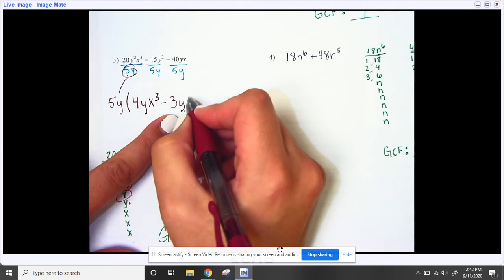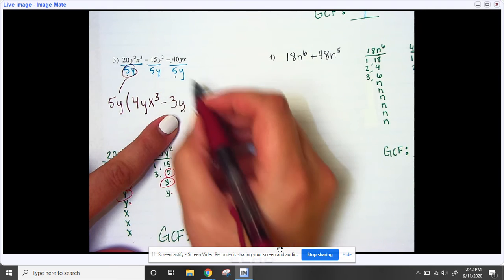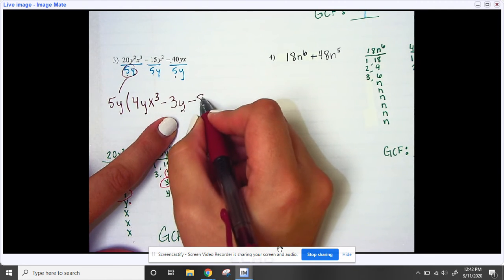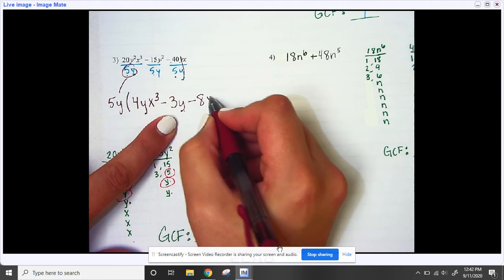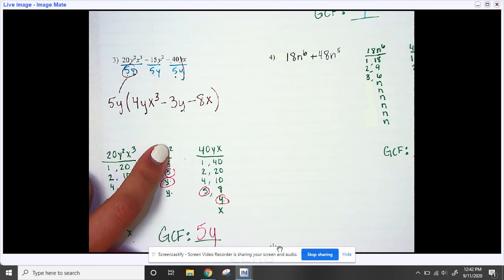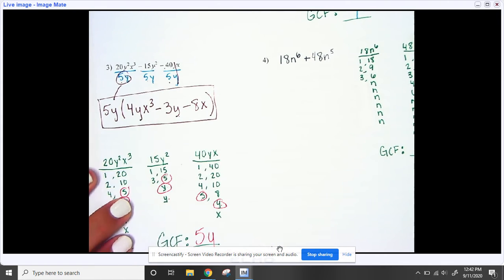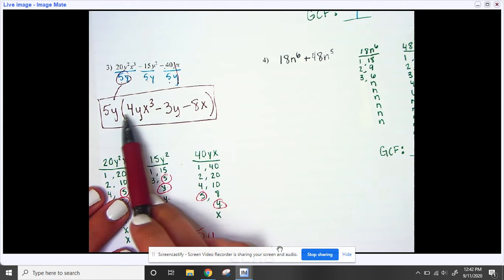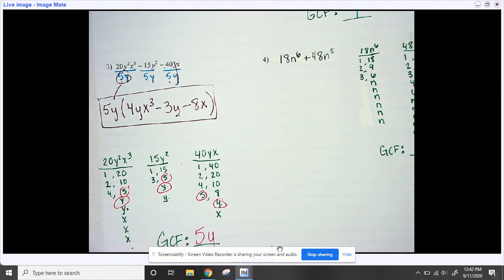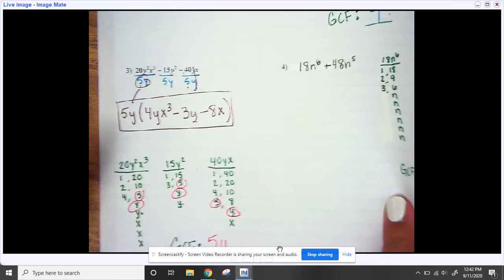And lastly, up here we have negative 40 divided by 5. That's going to give me negative 8. The y's are going to cancel, so I just have x. This is my answer. To check it, you can distribute to make sure you have it correct. Do one more together.